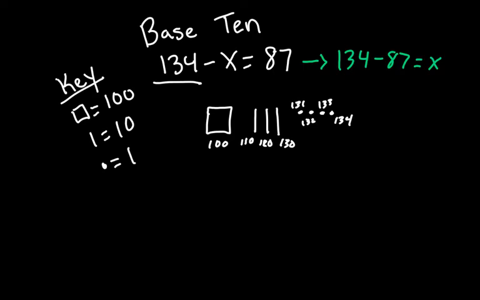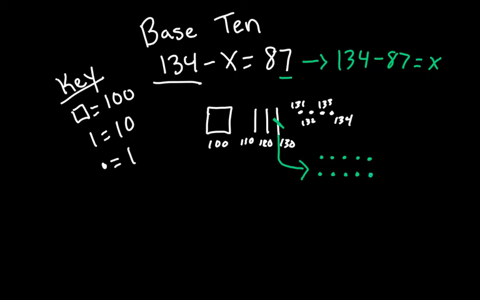I notice I only have 4 1s, so I do need to move a 10 because I don't have enough to subtract 7 1s. So I'm going to X out this 10 here, and I'm going to draw an arrow moving it to the ones place. There are 10 1s in a 10, so I'm going to draw 10 1s: 1, 2, 3, 4, 5, 6, 7, 8, 9, 10.